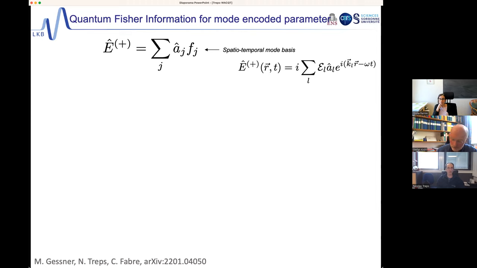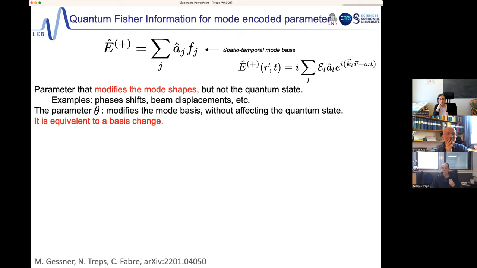So here again, it's a bit of theory, but I just give the solution. I don't give the demonstrations. But as you see, a beam of light has many modes. So you can write it in a very generic way. And the F here don't have to be plane waves. They can be Hermite-Gauss modes like before, or they can be anything. And the parameters we have considered so far, in fact, are parameters that do not modify the quantum state itself, but that modify the classical part.